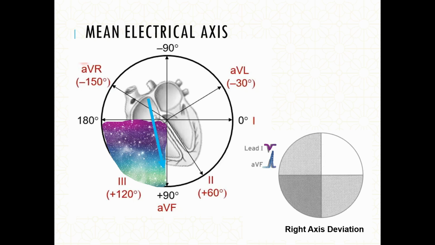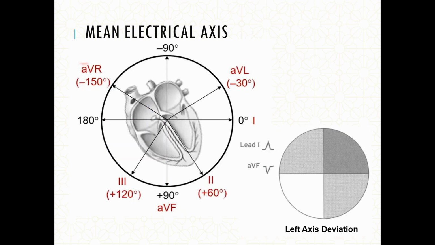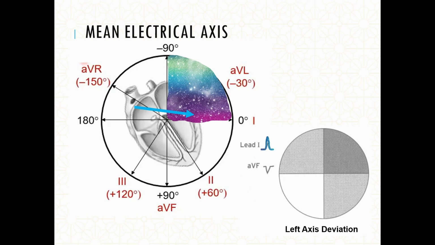We now have our left axis deviation, in which our electrical activity looks something like this and ends up over in this top right quadrant of the circle. Now you can see that this one is of course going much closer to lead 1, and so we would expect that to have a higher amplitude or inflection than what we would see in AVF, which it's moving away from. So the inflection will be negative, but it will also be a little bit smaller.